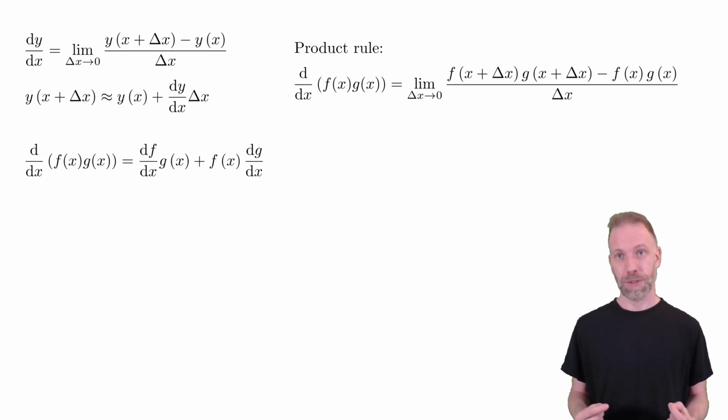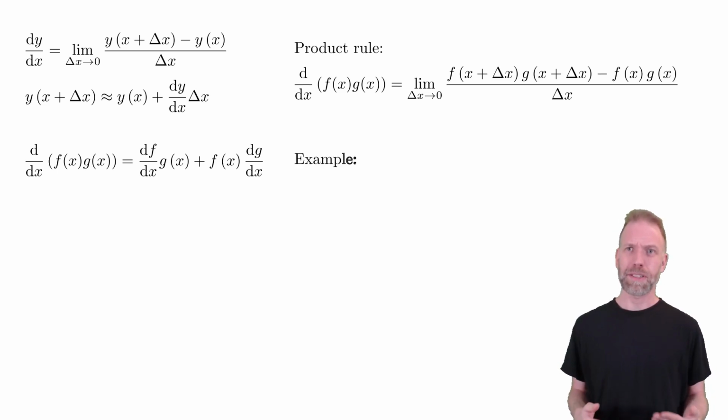And we have the product rule, which states that to calculate the derivative of f of x times g of x, you first take the derivative of f of x multiplied by g of x, plus f of x multiplied by the derivative of g of x.